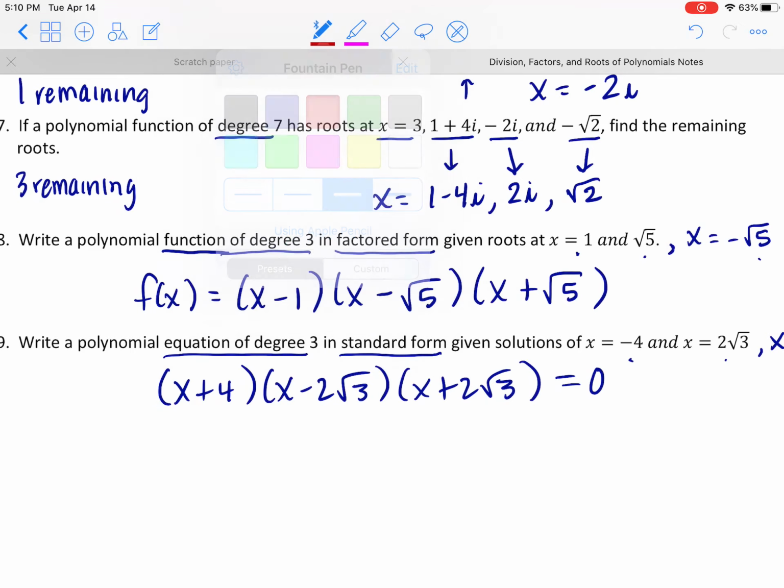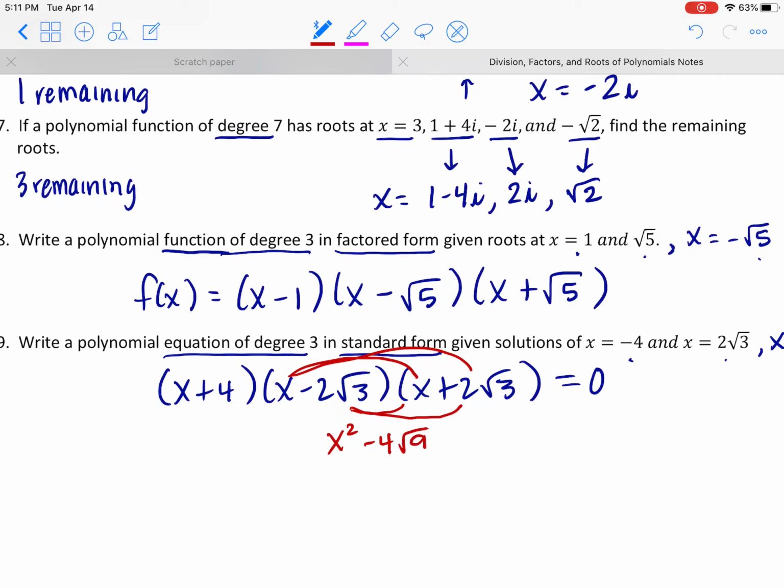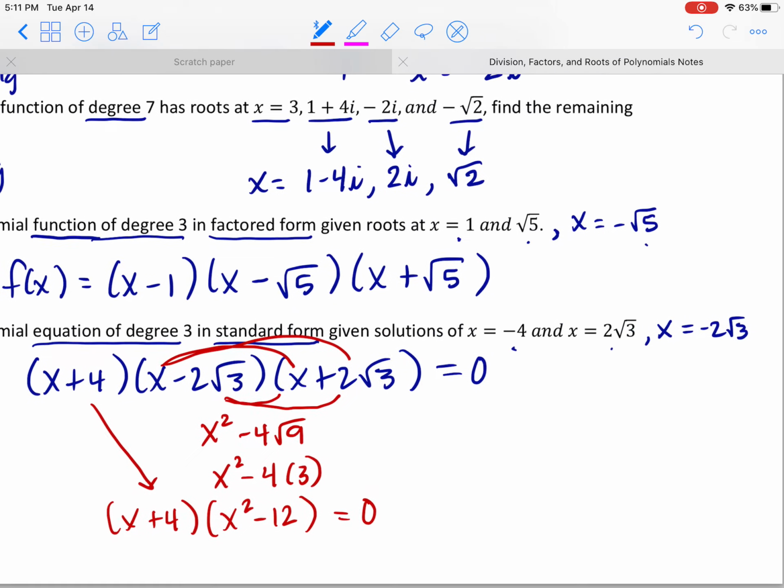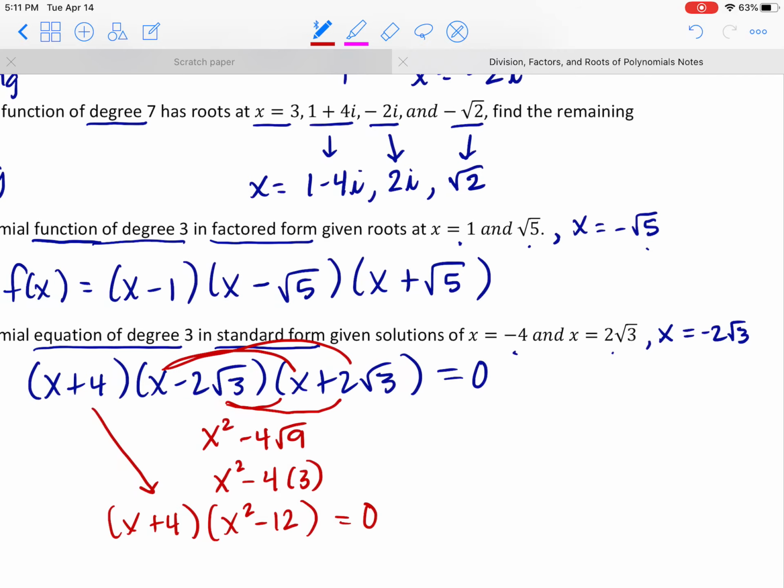And then because it's in standard form, we need to multiply it out. Now it doesn't matter the order you multiply, but I would definitely start with the conjugates. So x times x is going to give me an x squared here. And I know that this will cancel with this. So I'm going to skip to here, where we get a negative 4 radical 9. So we end up with x squared minus 4 times 3, which is x squared minus 12. Okay, so we get an x squared minus 12 there. We still have to multiply by an x plus 4, but this won't be so bad.